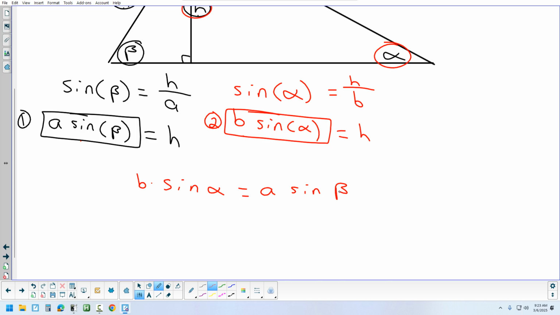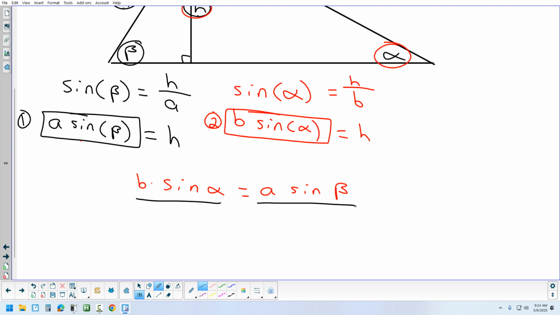We know that's true because they both calculate the height. Now what I'd like to do is put the a over on the side with alpha and put the b over on the side with beta. What could I divide each side by that would move both the a and the b to the other side at the same time?